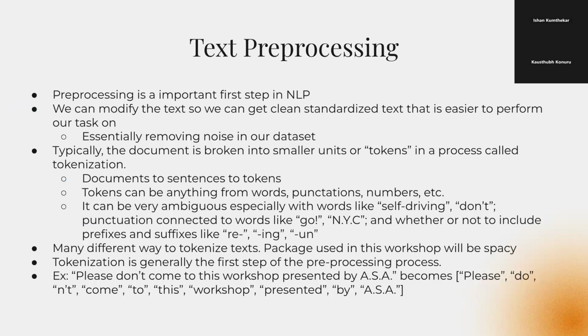Okay, next we'll cover basic text preprocessing. If we just give the computer a string of words, it's not going to interpret that. So you want to break it down into a format where it can. Preprocessing is often the important first step. We want to get clean, standardized text so the computer can easily perform whatever it wants to do. Typically, the document is first broken down into small units called tokens, in a process called tokenization. The process usually goes from documents, to sentences, to tokens.